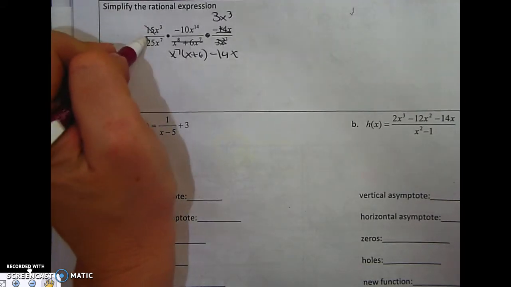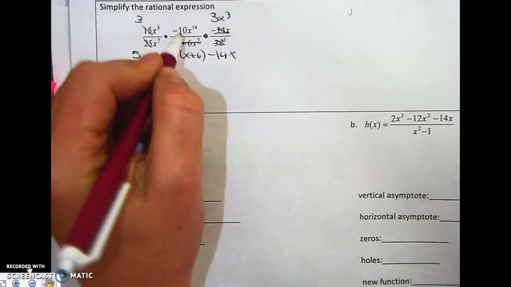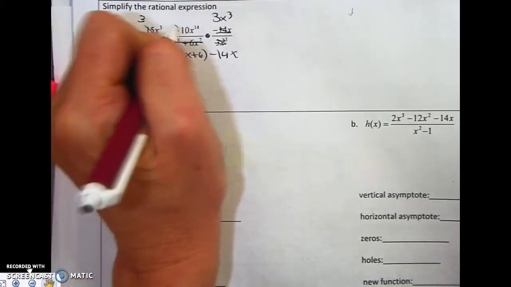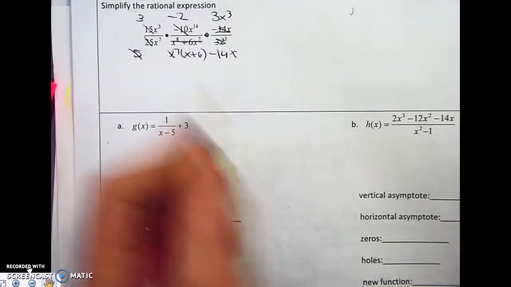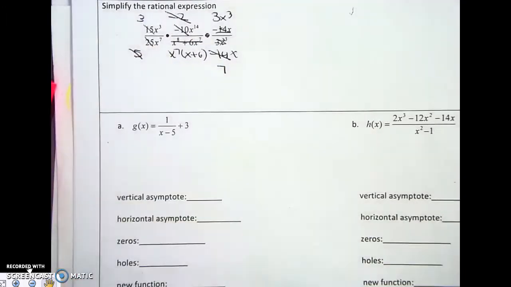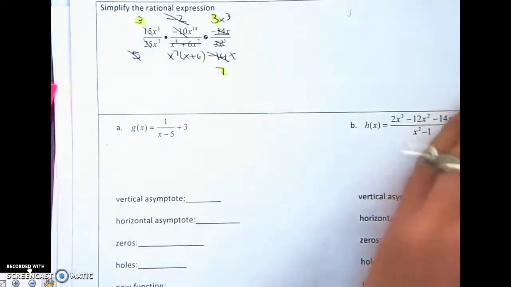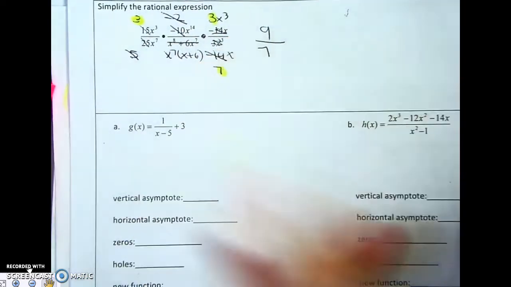So 15 and 25 divide by 5, 3 and 5. Negative 10 and 5 is negative 2. A negative 2 and a negative 14 is a positive 7. So when I look number-wise, I have a 3 and a 7, which turn into 9/7.